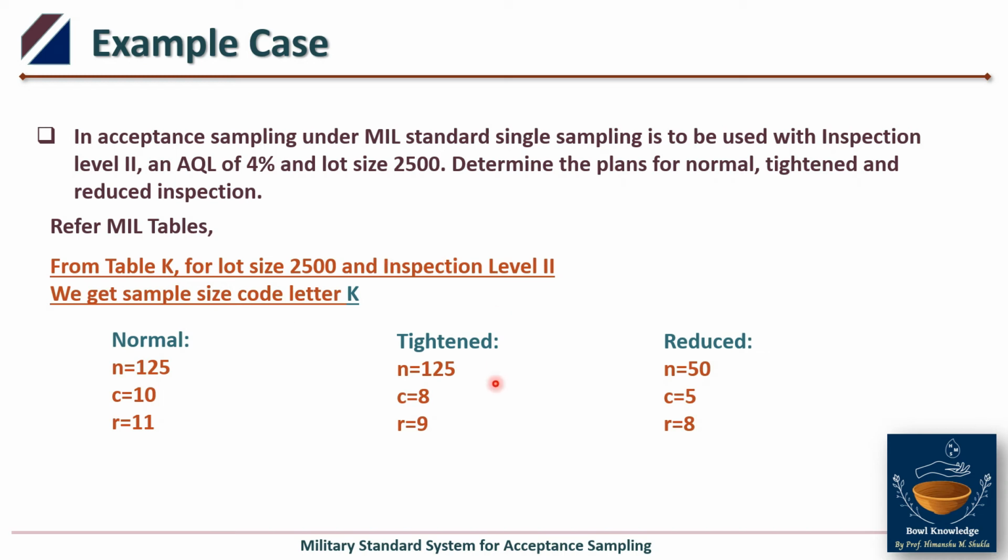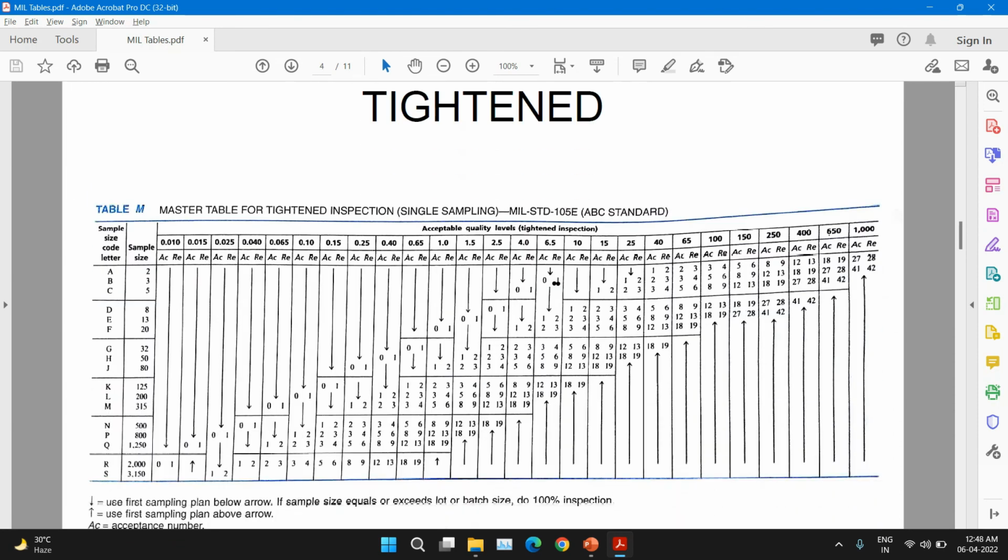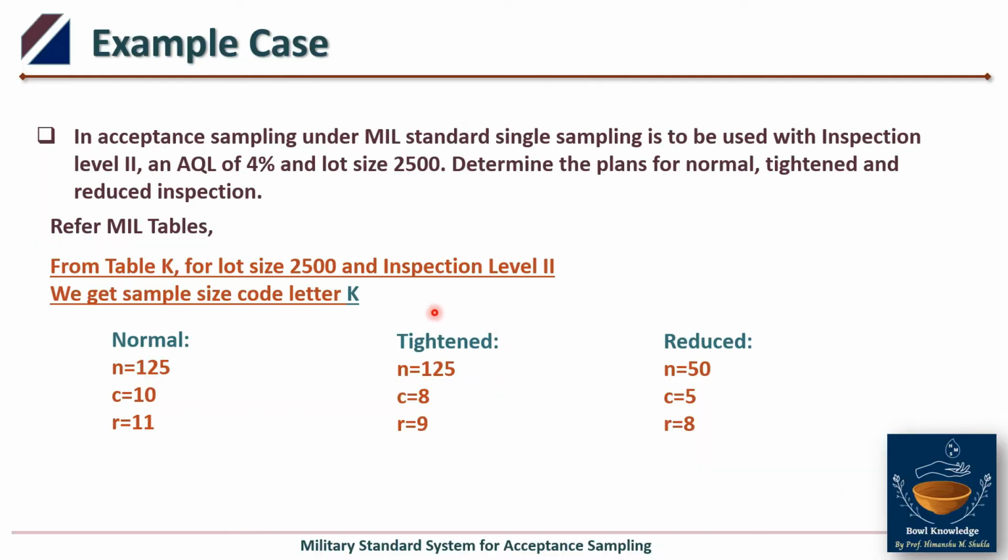Similarly for tightened inspection, we have another table, Table M, which is for tightened inspection. Again on the left side there is the sample size code letter, in our case it is K. So for the same sample size we get from this table also 125, but here for 4% AQL our acceptance and rejection numbers have changed. They have become 8 and 9. So for tightened inspection, for the same sample size we get acceptance number 8 and rejection number 9. This is our sampling plan under tightened inspection.